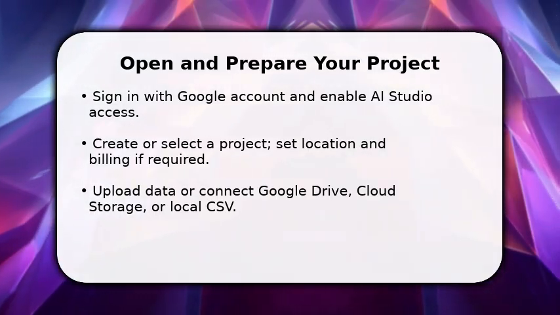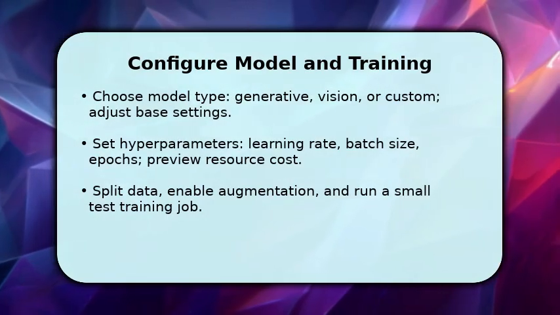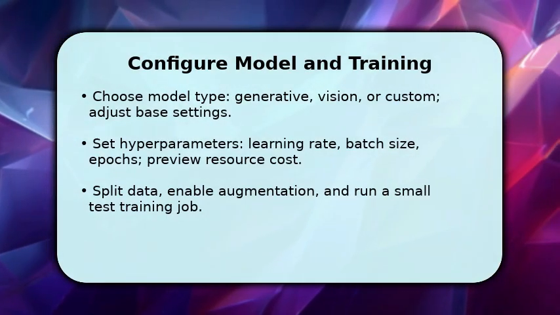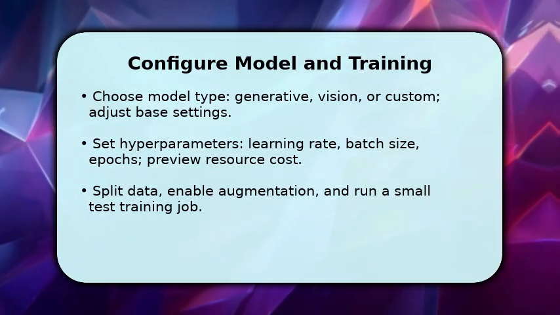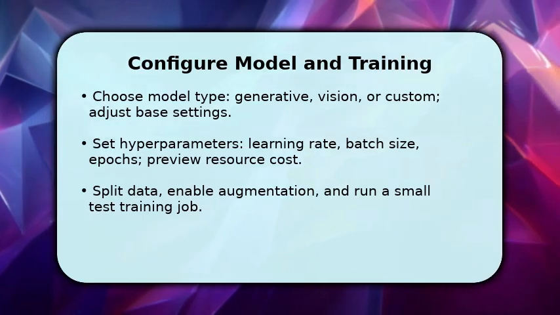You now configure the model. Pick a type that matches your task and adjust architecture options. This affects performance and cost. Then set hyperparameters: learning rate, batch size, epochs, and consider a small validation split so you can iterate quickly.